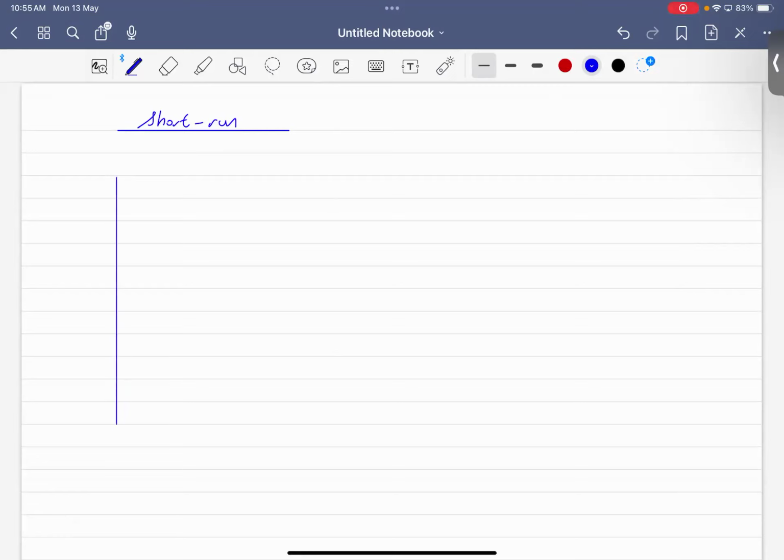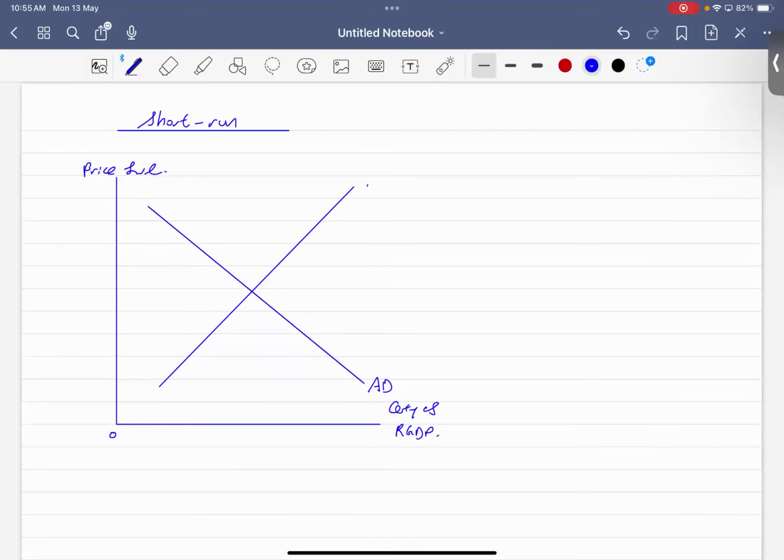Okay, so let's have a look into this one. This is the origin. This is the price level. This is the quantity of real GDP. This is your aggregate demand curve. This is your SAS curve.